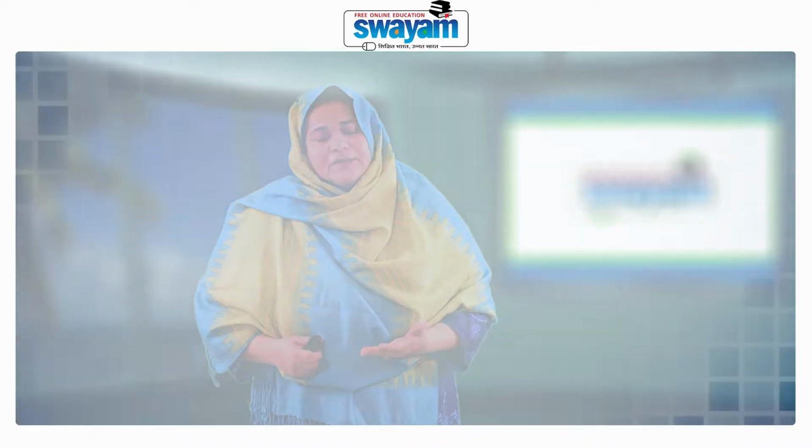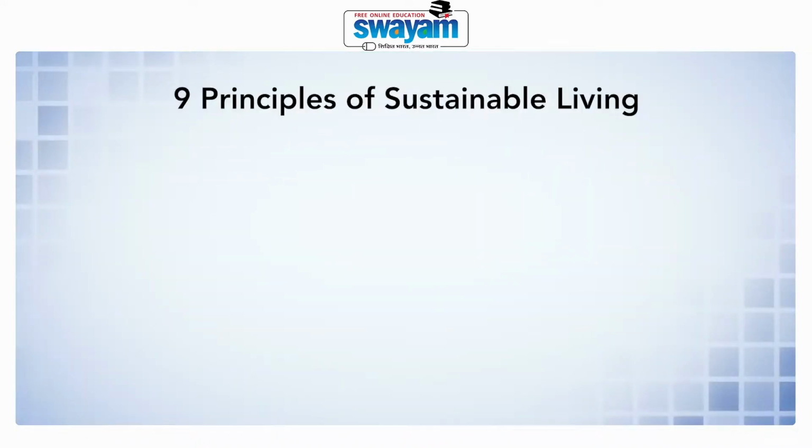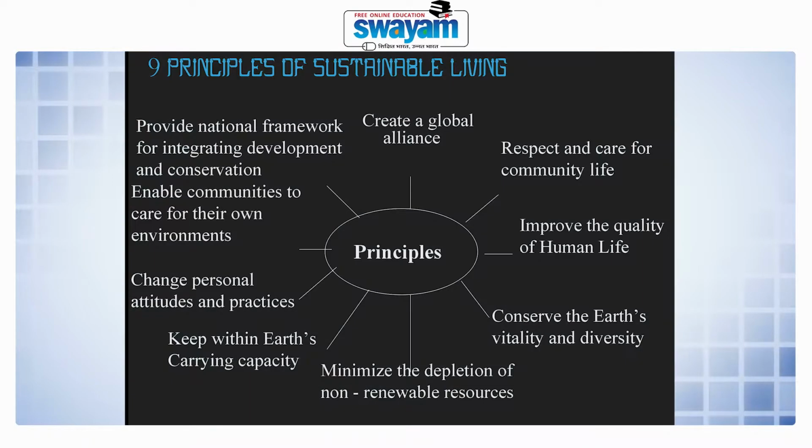There are 9 principles of sustainable living that have been defined in this concept of caring for earth. We will be taking them one by one, but as you can see in the picture behind, these are 9 different principles, but none of them are isolated. These are principles that are all interlinked because they are all aimed towards the achievement of a single goal.